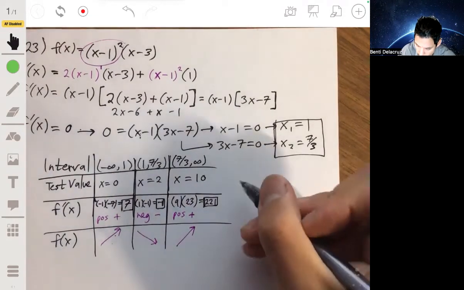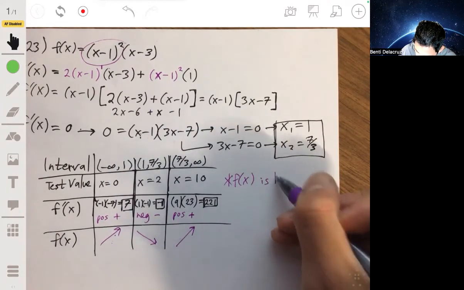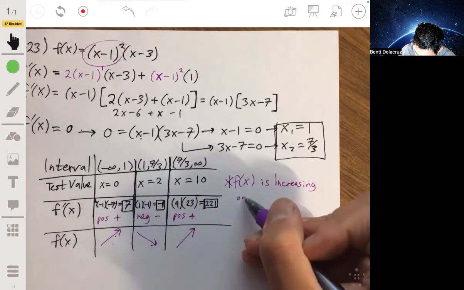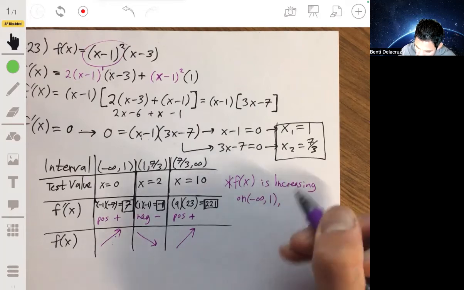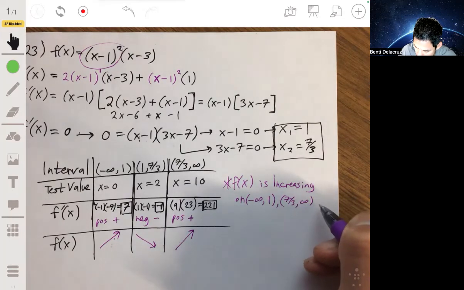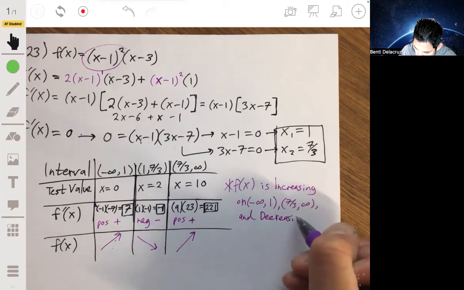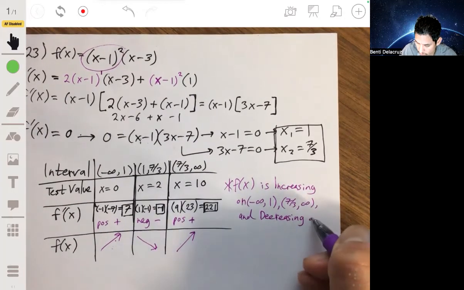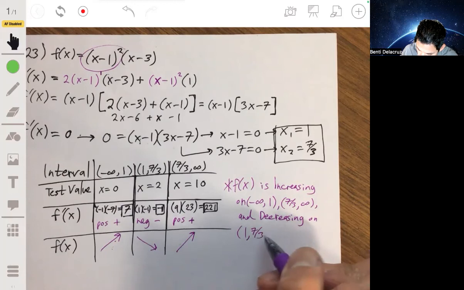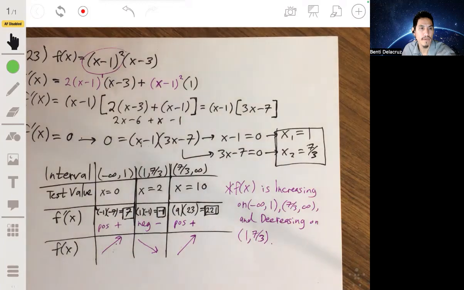So then we can say that the solution is: f of x is increasing on negative infinity to 1 and 7/3 to infinity, and decreasing on 1 to 7/3. And there we go. So there's the answer. Simple.